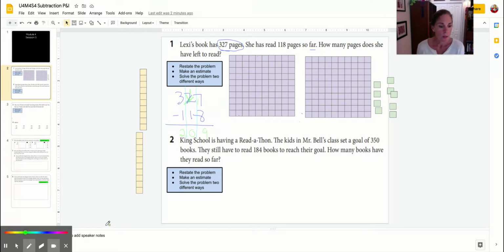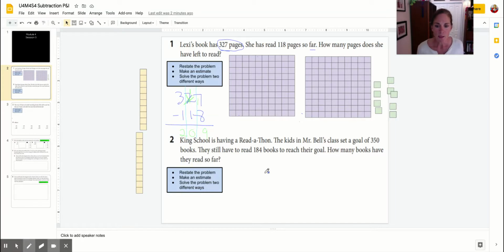So thank you. Now that you're back and you actually have done all this work, let's see if we can do this together. King School is having a readathon. The kids in Mr. Bell's class set a goal of 350 books. They still have to read 184 books to reach their goal. How many books have they read so far?